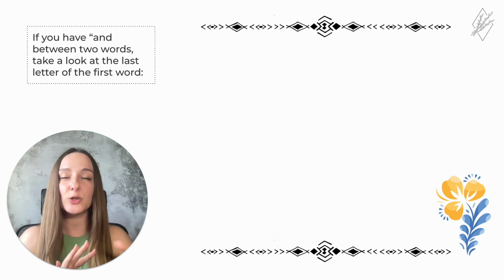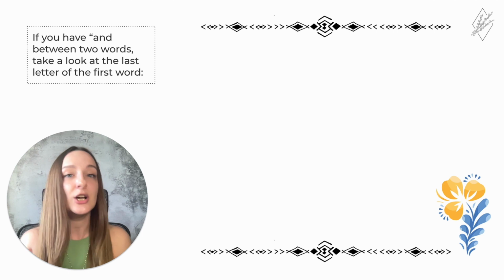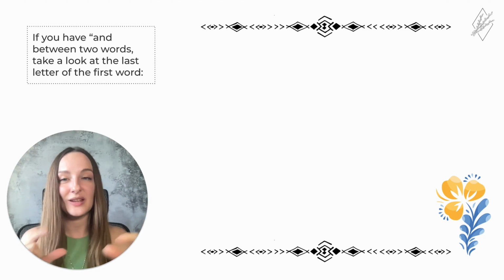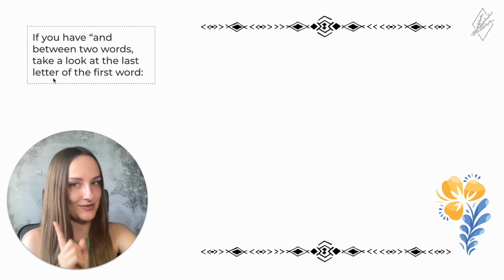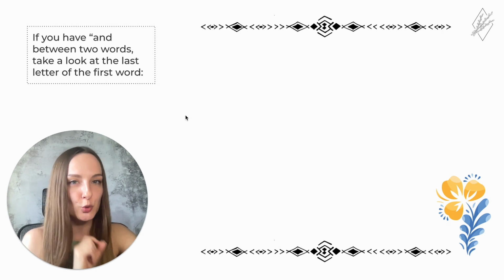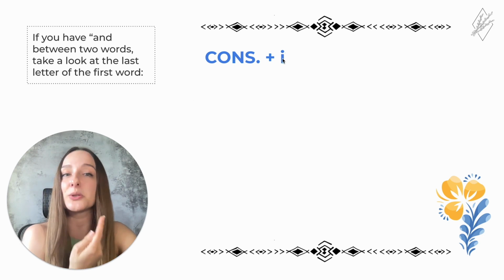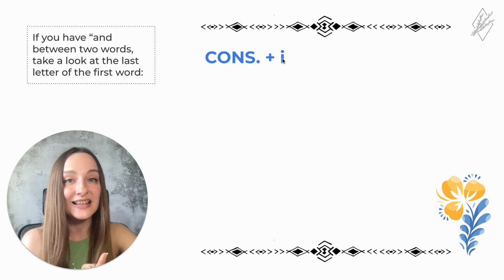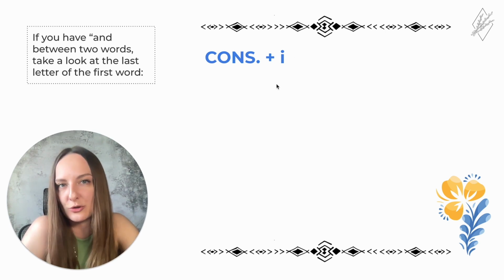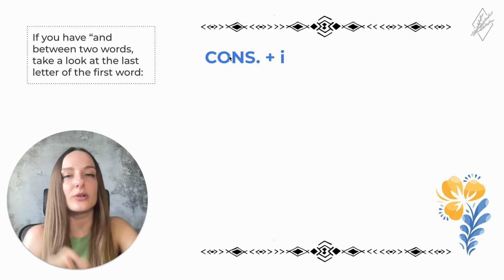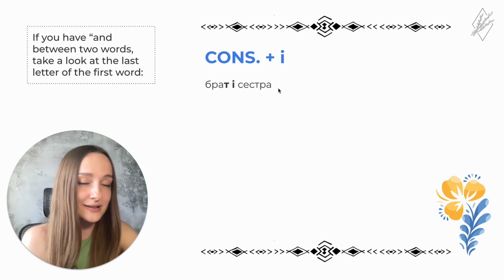And let's begin with the most frequent situation, when we use the conjunction "and" between two words. In this situation, you need to take a look at the last letter of the first word. If it is a consonant, you need to use a vowel, і. If it is a vowel, then it would be the consonant й, which is logical. But let's begin with this rule. Consonant plus і. Брат і сестра.